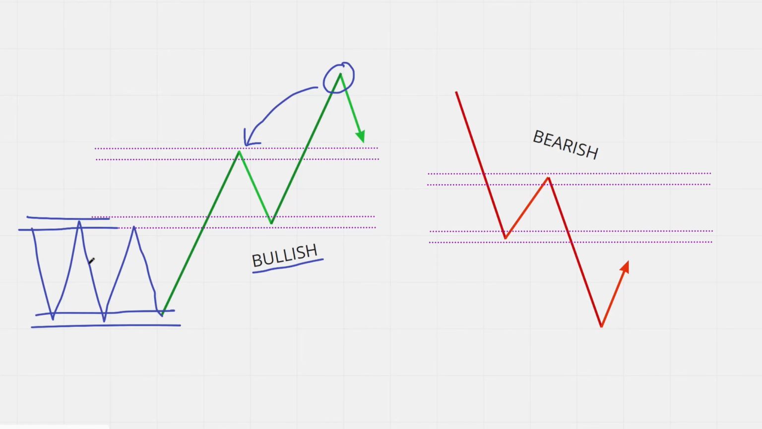Due to the fact that it's a range, there was no trend and it was moving sideways. So the market structure didn't really change until we broke past these previous highs. They might have acted as resistance in the past. Now that we've broken past them, the market structure at this point was now broken.